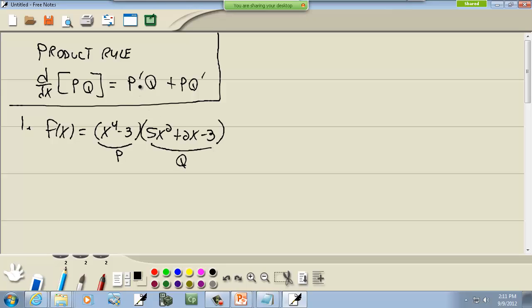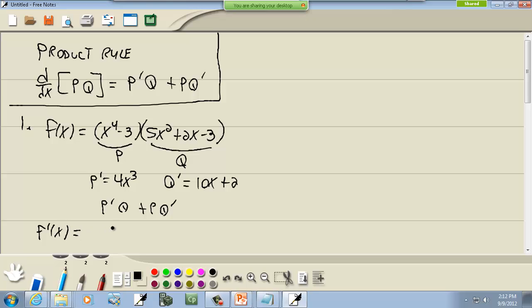For our formula, we need p prime and q prime. Well, p prime, the derivative of this, would give us 4x to the third. The minus 3 drops away. For q prime, the derivative of that would give us 10x plus 2. Remember, take your power, put it out in front, so 5 times 2 is 10. Lower it by 1. And the derivative of 2x gives you 2. And then our formula says p prime q plus p q prime.